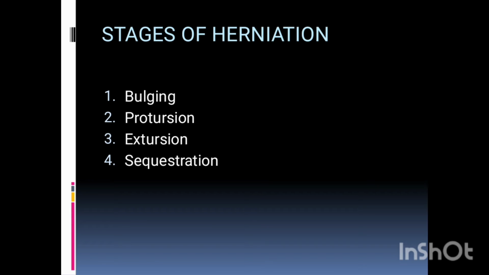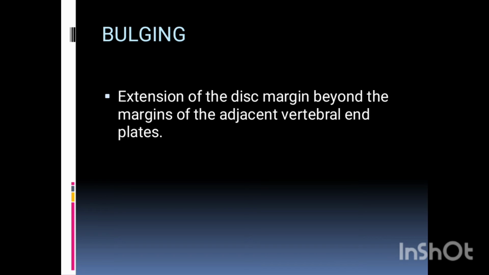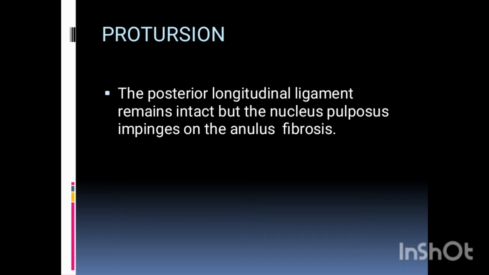Stages of herniation. There are four stages of disc herniation. Number 1, bulging. Number 2, protrusion. Number 3, extrusion. And number 4, sequestration. Bulging. Extension of the disc margin beyond the margins of the adjacent vertebral end plates.